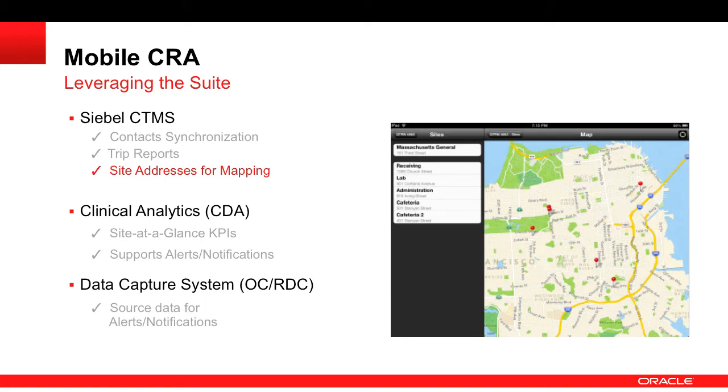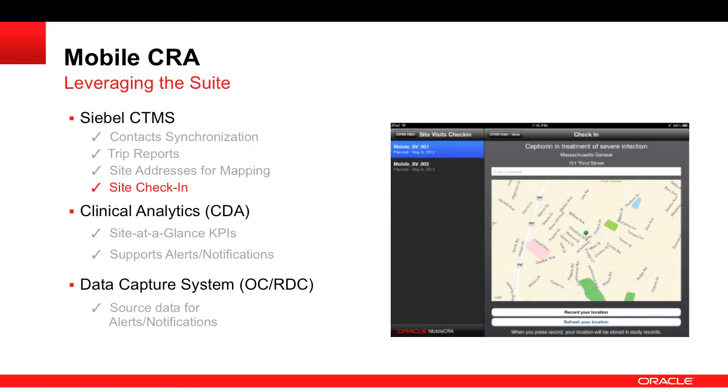And of course, information brought into the Siebel CTMS allows for referential detail around the sites, or rather the addresses tied to a given series of sites. And that also allows for the leveraging of the mapping capabilities of the iPad device. So you can see that directly on the screen, so you can see where you are in relation to those particular sites.